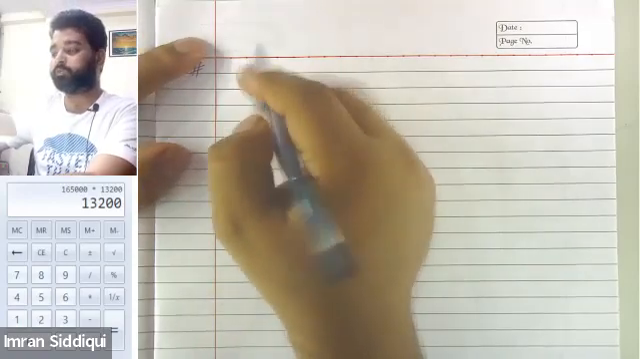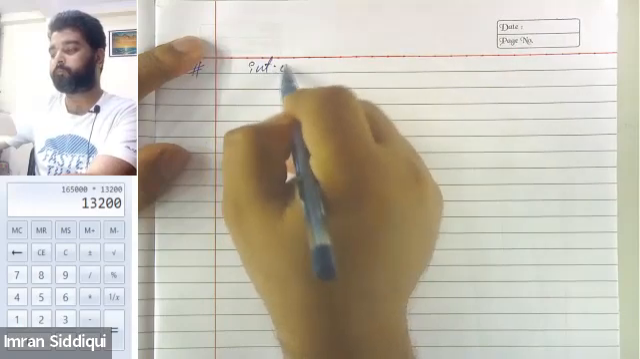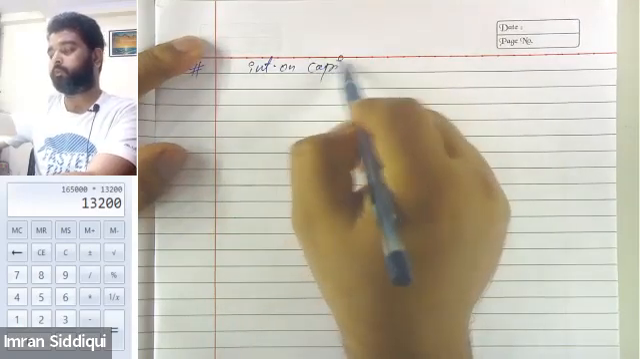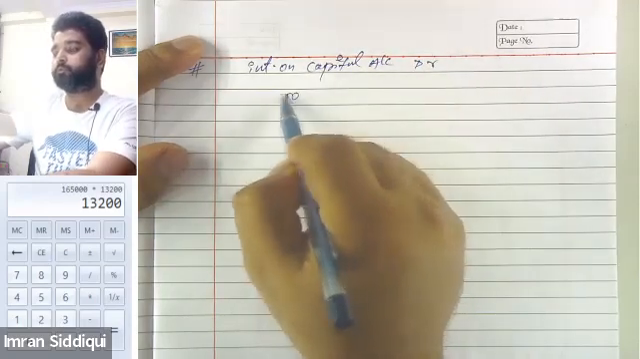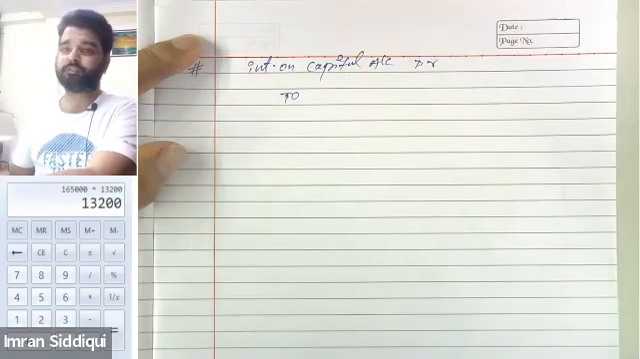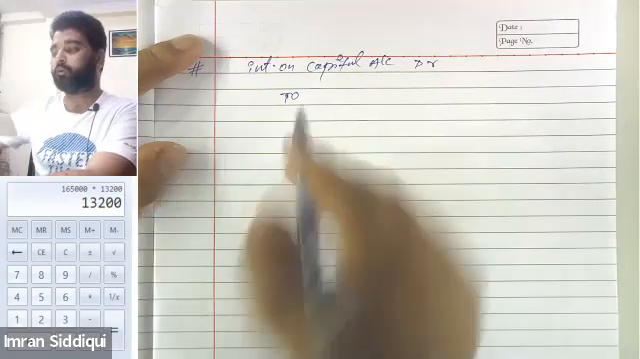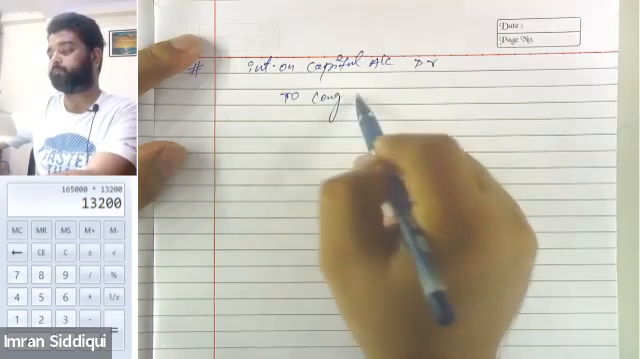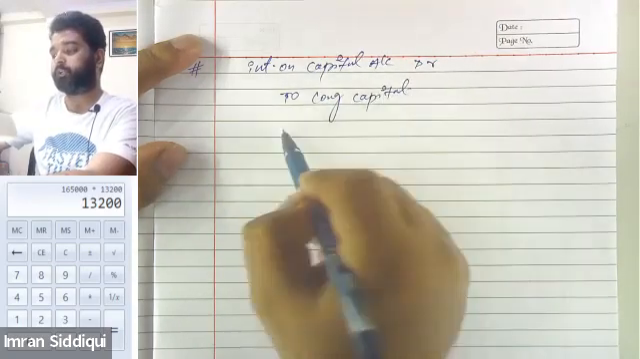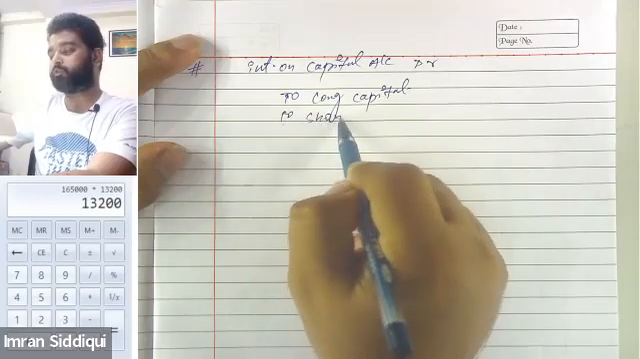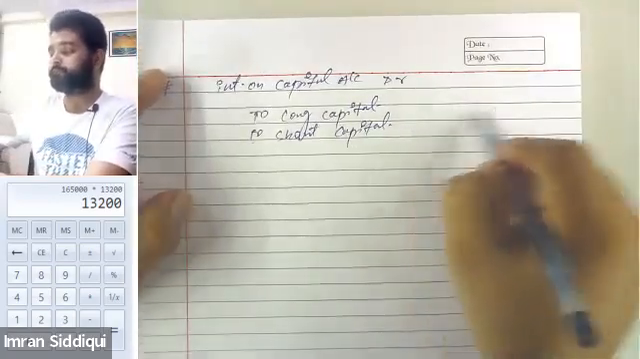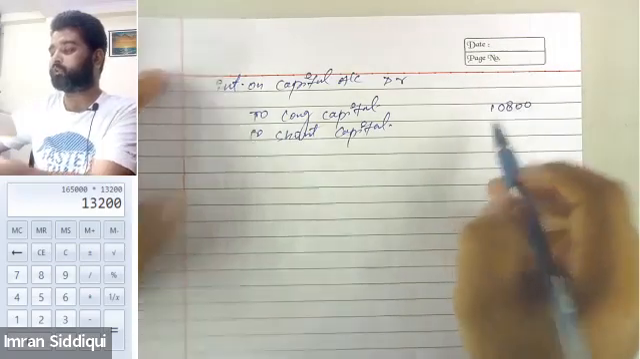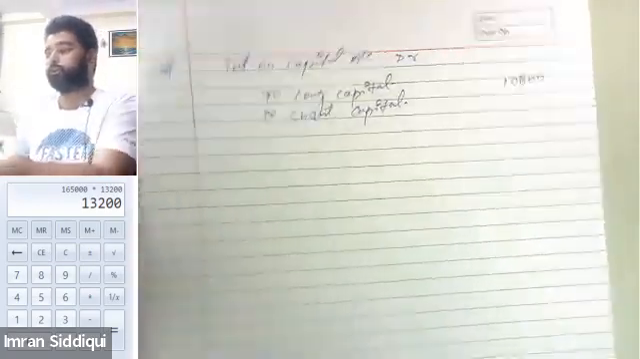So when interest gets due, the general entry is interest on capital account debited to partners' capital account. So partners in this question were Long and Short. So we'll write down Long's capital account. Long's capital account will be credited, and Short's capital account will also be credited. Long's capital account will be credited by 10,800 and Short's capital account will be credited by 13,200.